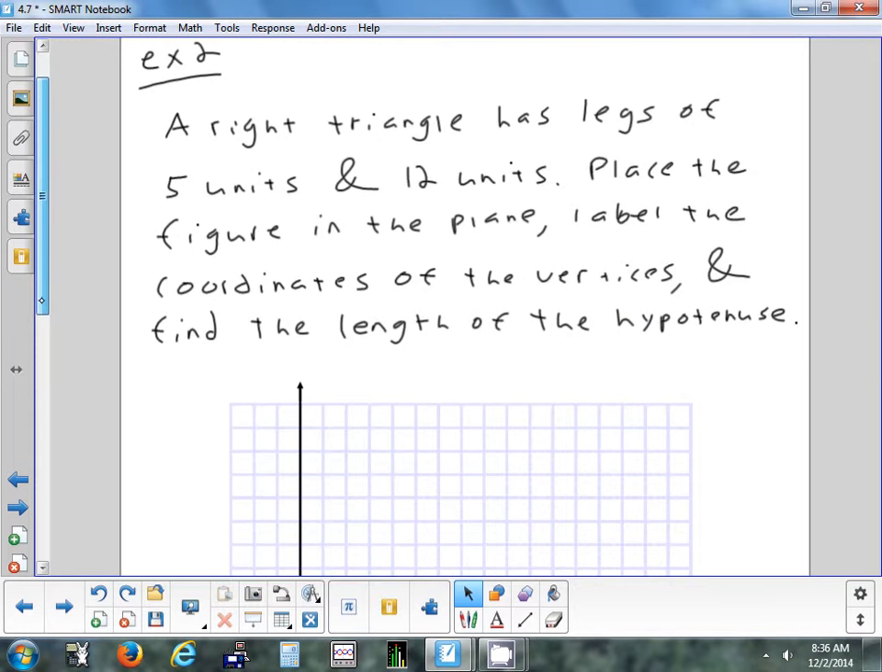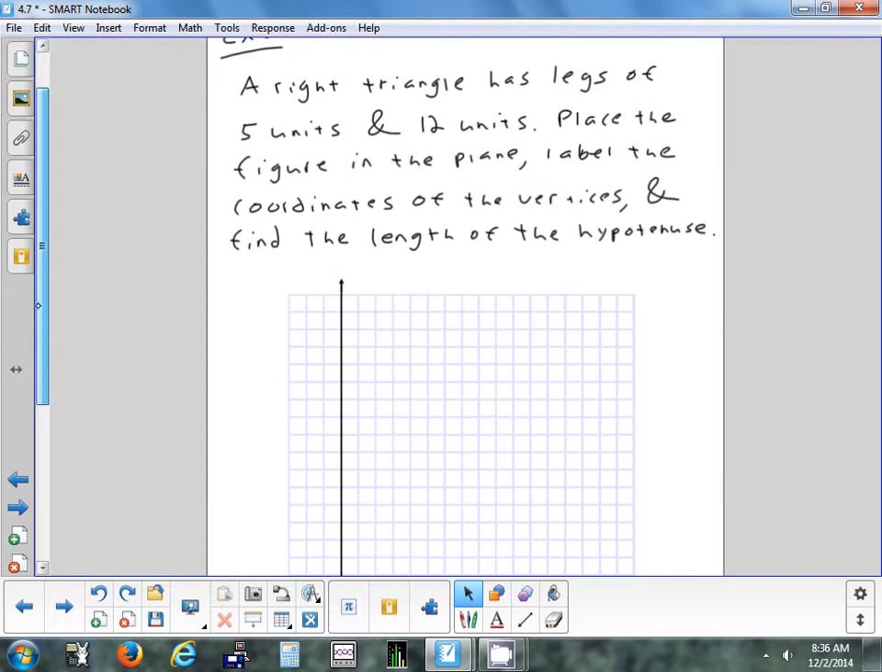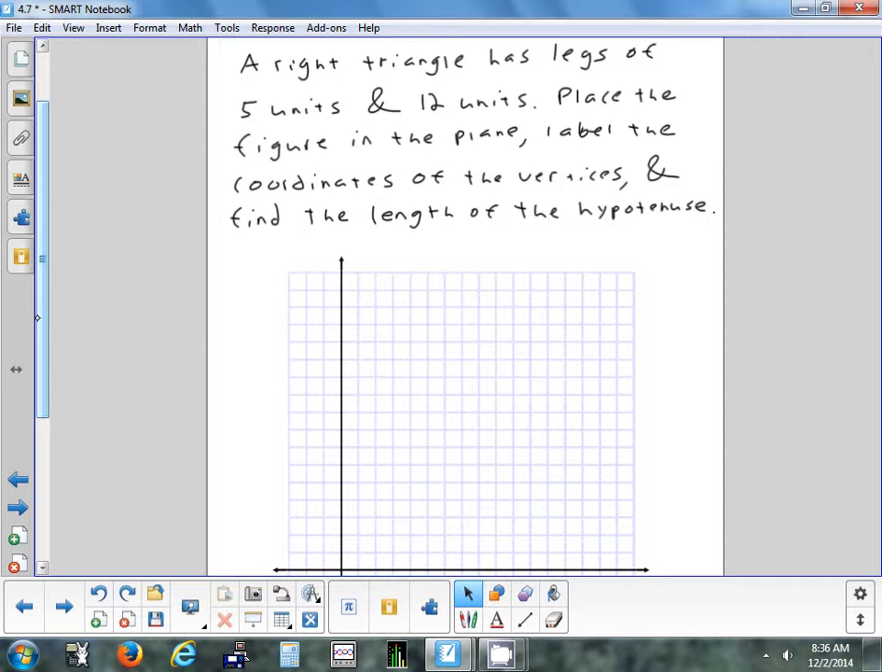All right, here's another one. Okay, this time it says a right triangle has lengths of 5 and 12. I want to place the figure in the plane and then label the coordinates of the vertices. Okay, and then we'll find the length of the hypotenuse. How would this be? What would be a good way to do this one?